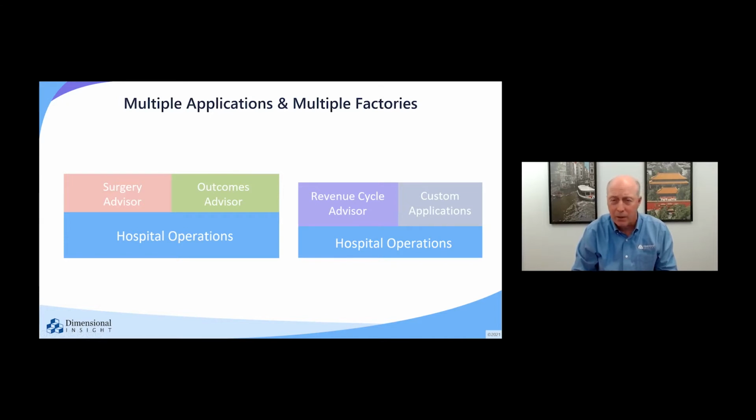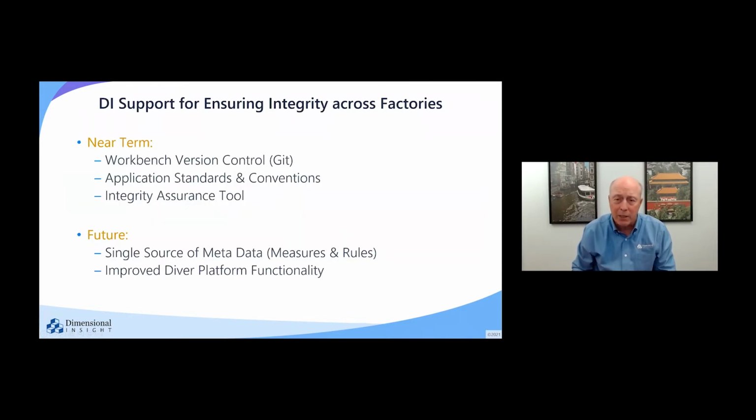So next, we ultimately reach a point where we may want to deploy multiple factories for a variety of reasons, including scalability and complexity. So here we have the scenario that I described earlier, plus a second factory, which may also have hospital operations or some subset of it that the revenue cycle advisor application depends on, and also maybe customer-specific custom applications that want to use data and logic from these applications. So now we've added on the challenge of maintaining consistency and integrity across multiple factories.